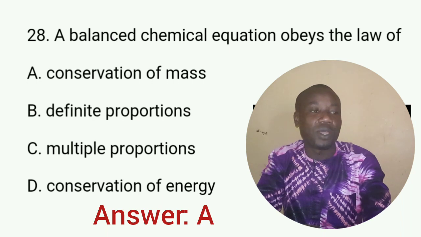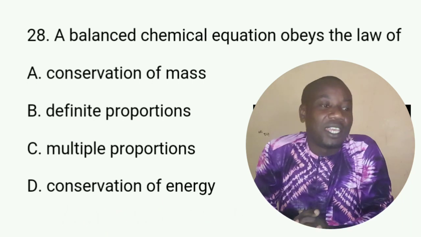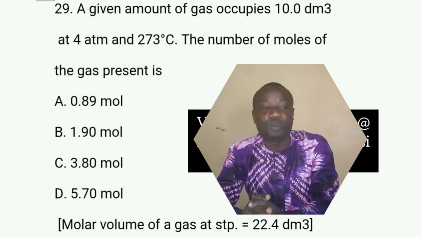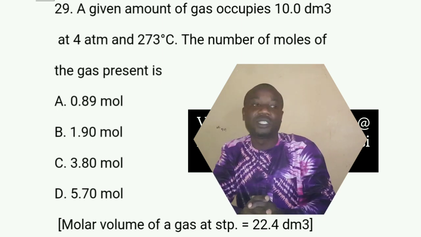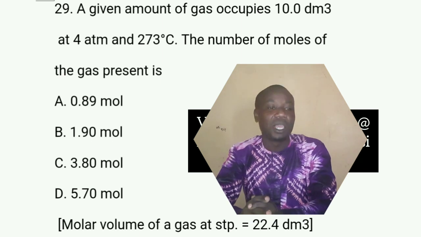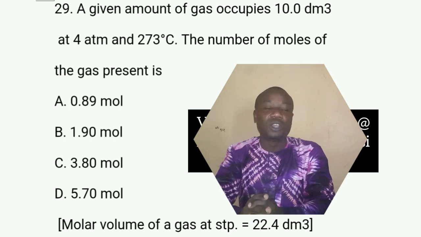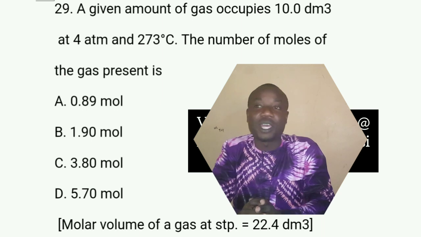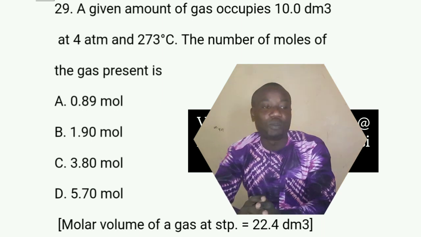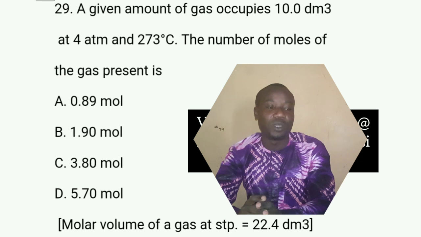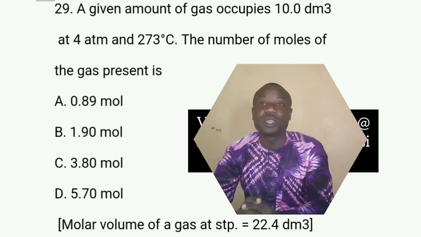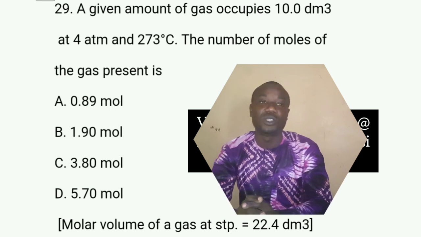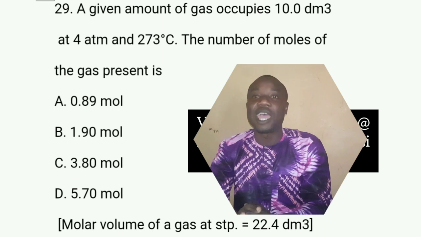Now let's look at question 29. A given amount of gas occupied 10.0 dm cube at 4 atm and 273 degrees Celsius. The number of moles of the gas present is A. 0.89 mole, B. 1.90 mole, C. 3.80 mole, and D. 5.70 mole. The molar volume of the gas at STP is 22.4 dm cube. Looking at the question, you agree with me that it's from an ideal gas equation.